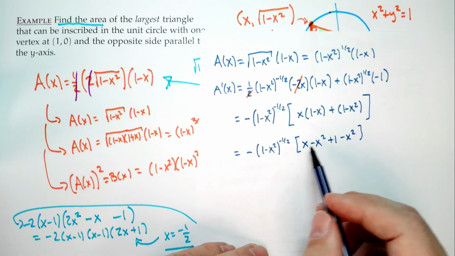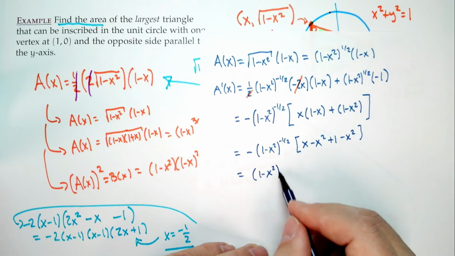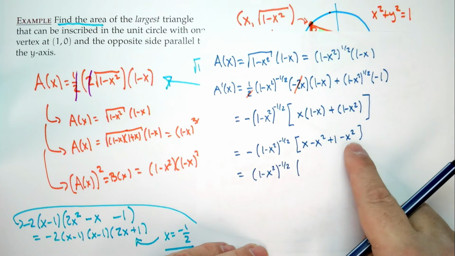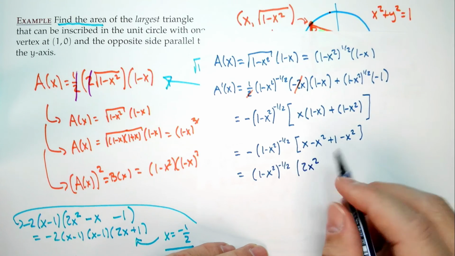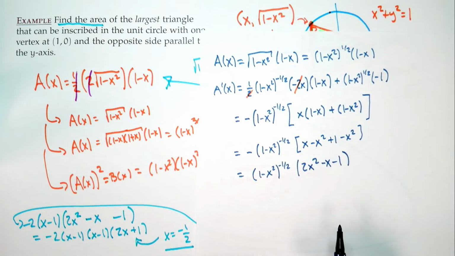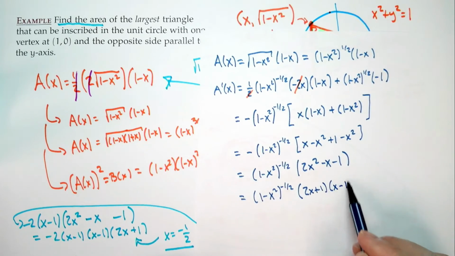Well, maybe we shouldn't have pulled the negative out. So if we put the negative back in and relook at this, (1 minus x squared) to the minus 1/2, negative x squared is negative 2x squared times the negative makes it positive 2x squared, then minus x minus 1, and we're back to where we were before, 2x squared minus x minus 1. So we end up with (1 minus x squared) to the minus 1/2, and then here, this still factors as (2x plus 1) times (x minus 1).